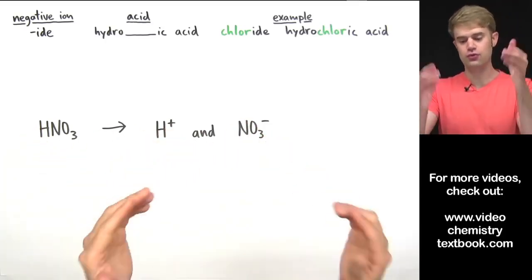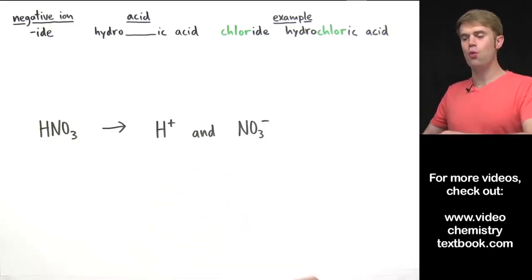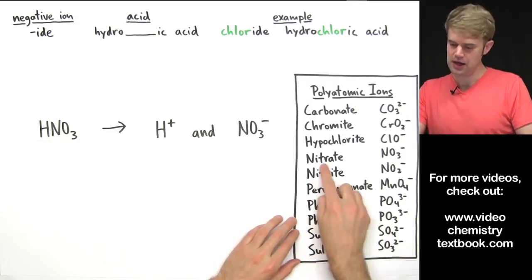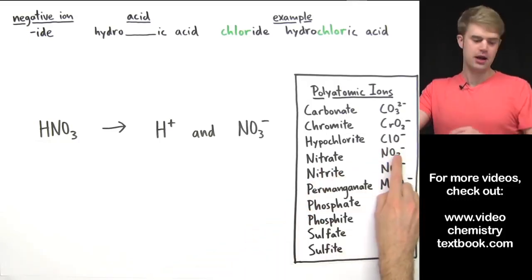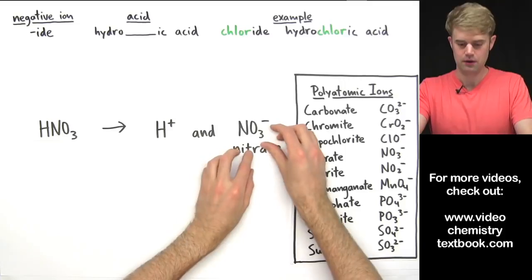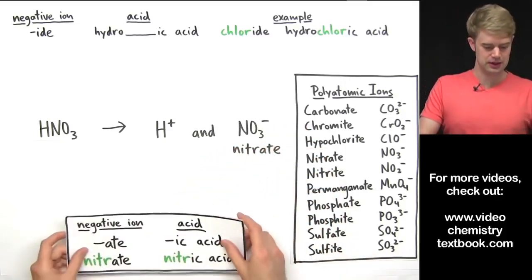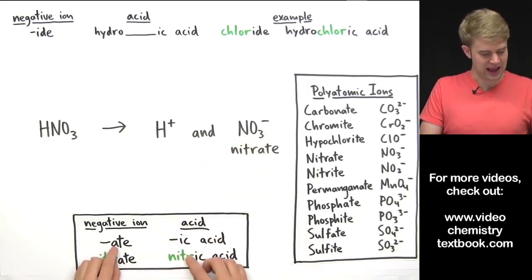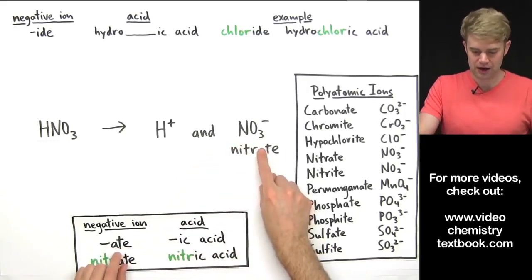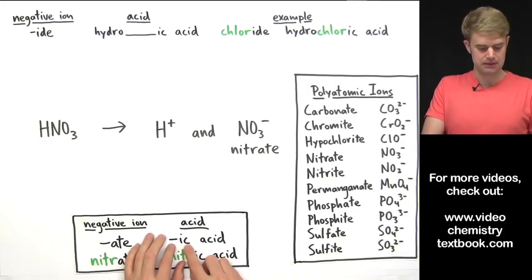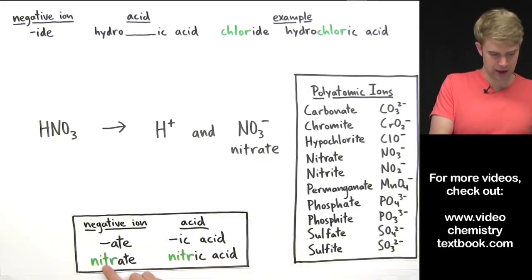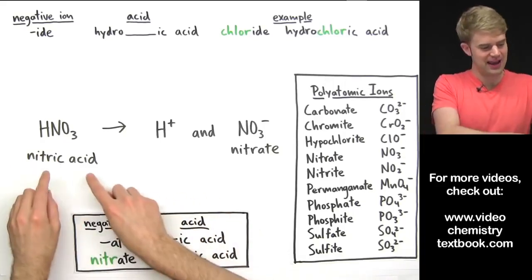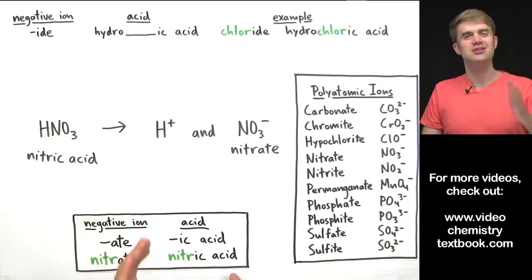Now, this NO3 is the negative ion that we're working with, so what's its name? It's a polyatomic ion, so I'm going to look at my list of polyatomic ions. This polyatomic ion is called nitrate. So that means that I'm going to be using this rule for naming the acid. If the negative ion ends in ATE, we take off the ATE and we add an IC. So I'm going to go from nitrate here to nitric acid. ATE to IC.